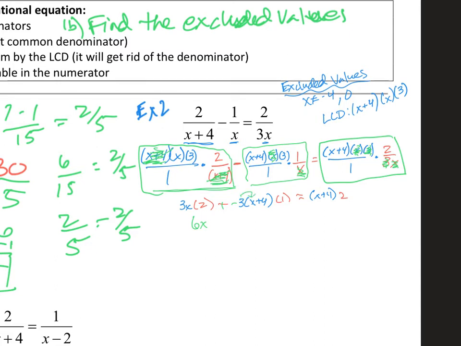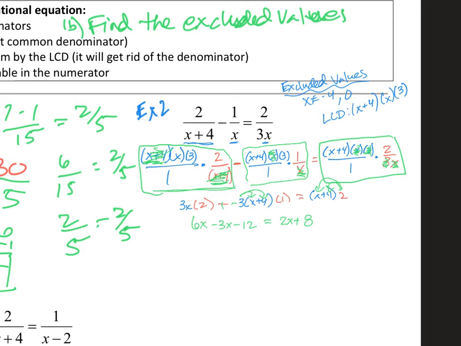So this is a negative 3 times x, which is negative 3x, and then a negative 3 times 4, which is negative 12. And that is all equal to, I'm going to distribute this 2 to both terms, 2x plus 8, right? This happens to be a linear equation, right? Because the highest exponent here, the degree of the equation, is 1.